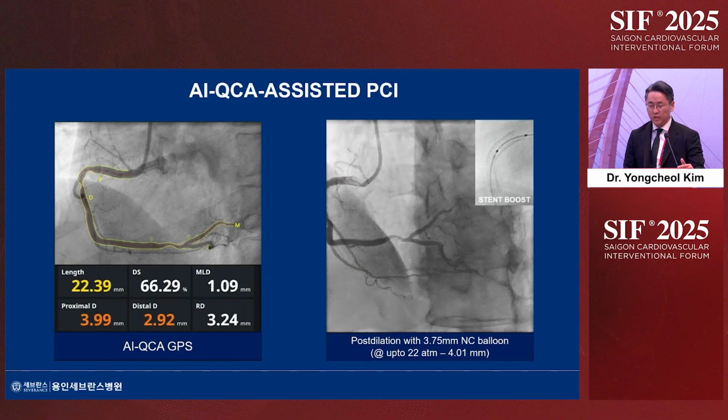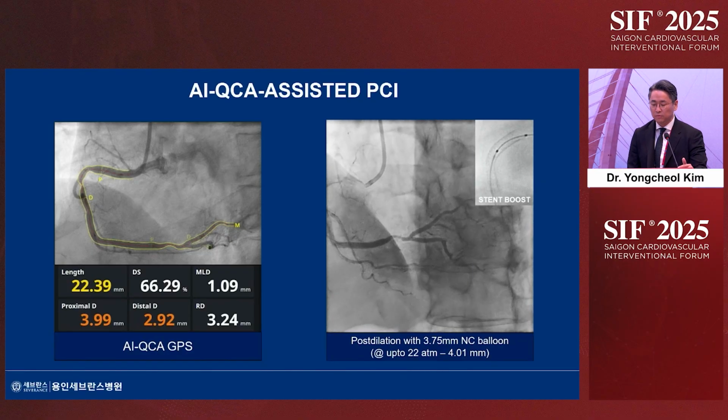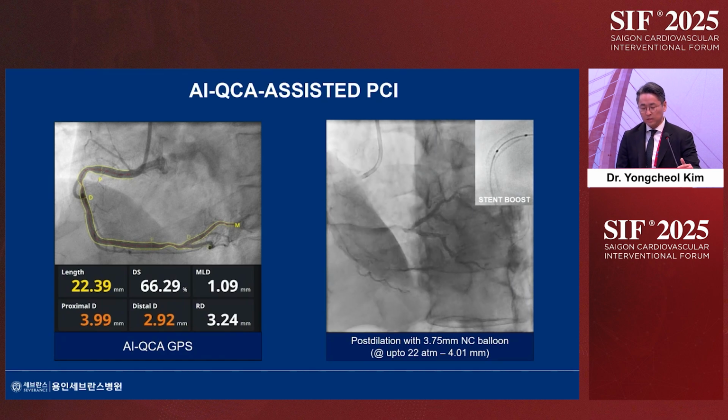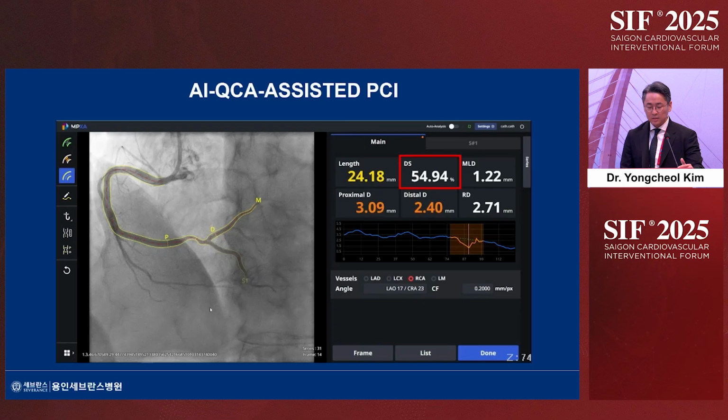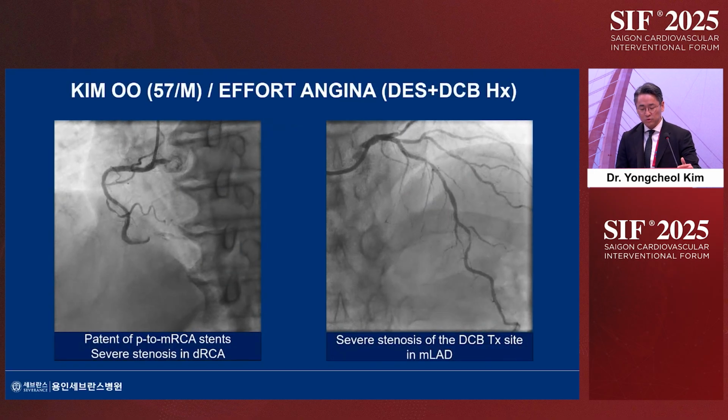Post-dilation was achieved with a 3.75 millimeter NC balloon at up to 22 atmospheres, and you can see the final angiography on the right panel. Regarding the distal RCA lesion, QCA showed 54% stenosis, so we performed the FFR, and the FFR value was 0.9, so we deferred the stenting. So let's move on to the next case.